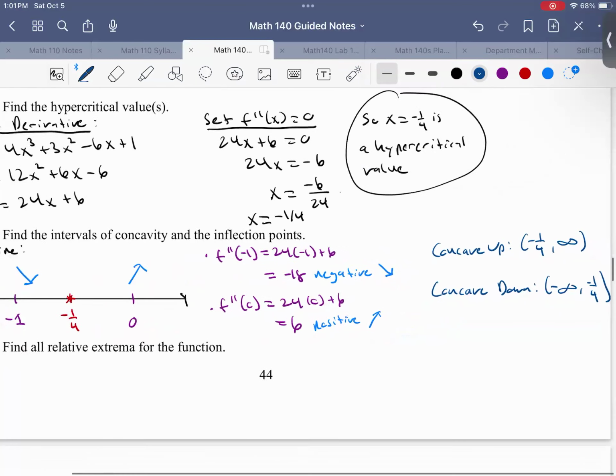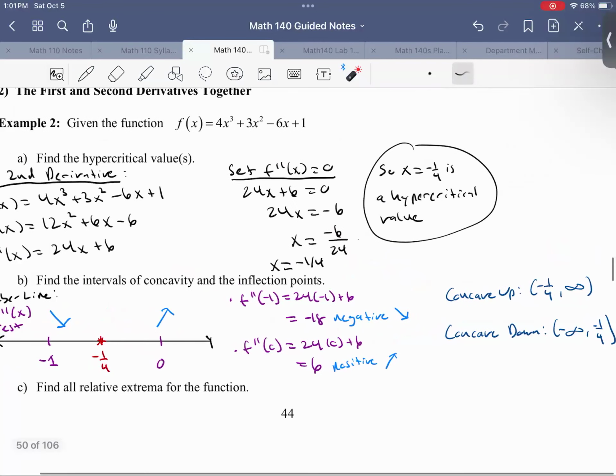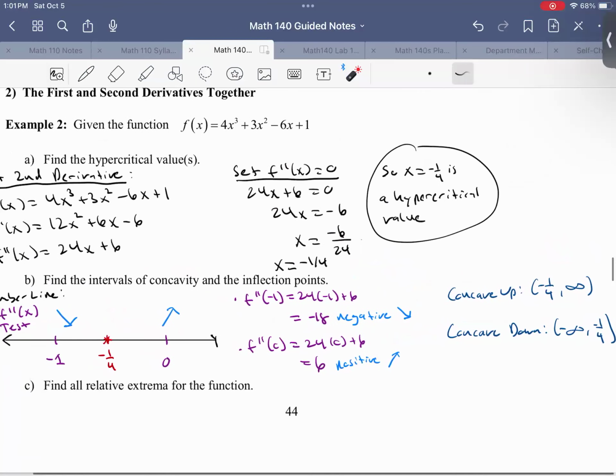Okay, so that is concave up or down. And for inflection point, the inflection point is just the actual coordinate point of your hypercritical value. So inflection point, let me highlight this and bring it up here because we're running out of room a bit.